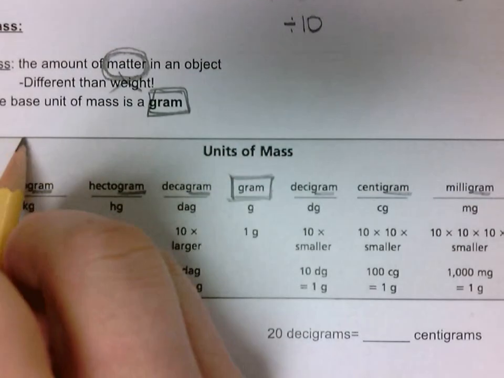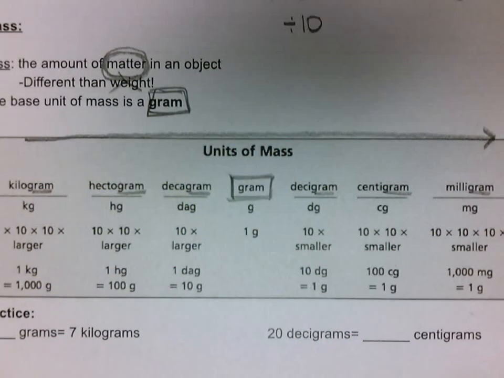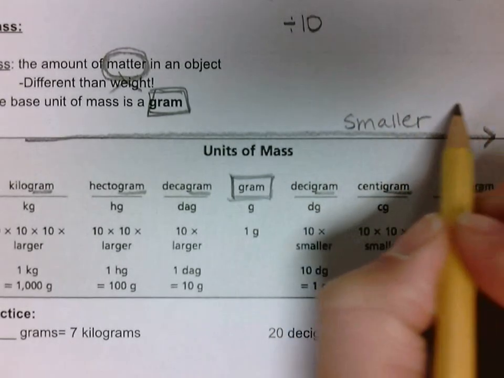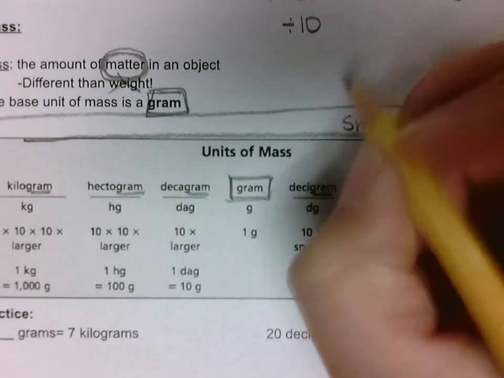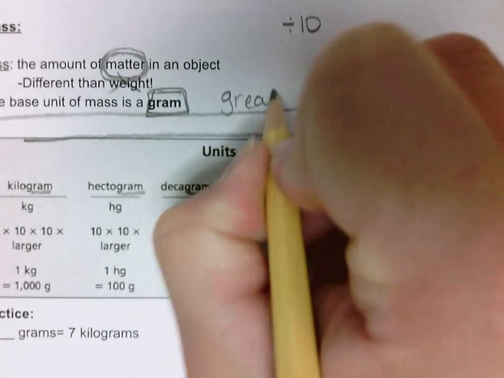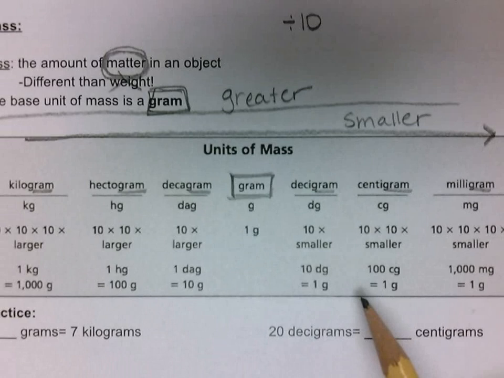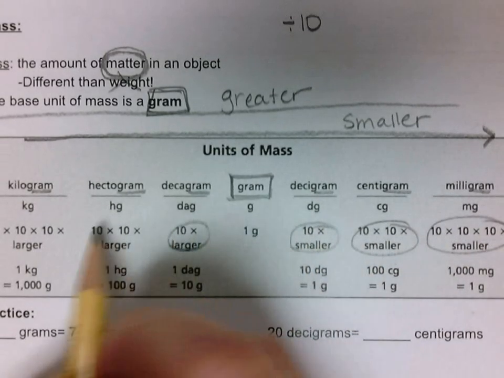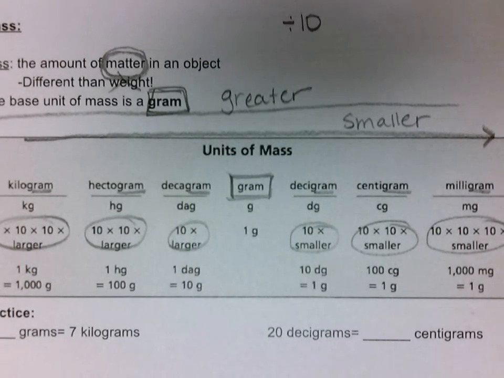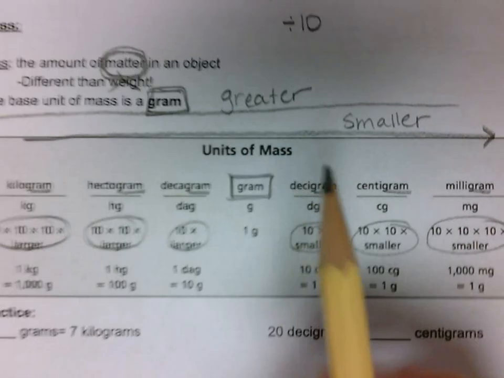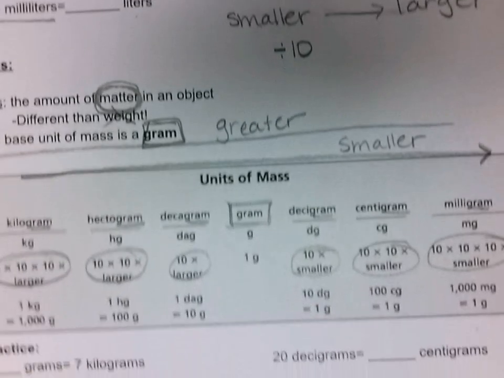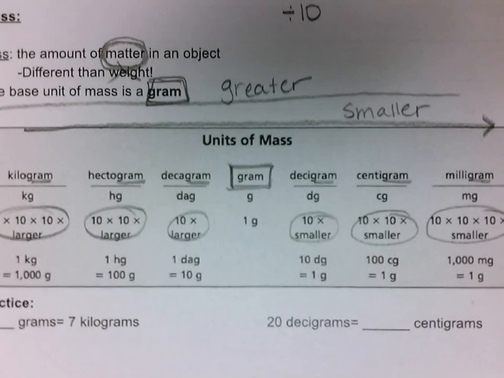If we move to the right, we know our units are getting smaller. If we move to the left, we know our units are getting greater. And it's still the same relationship: groups of tens. So just like what we did to convert up here, we use the same procedure to convert when we talk about grams as well.